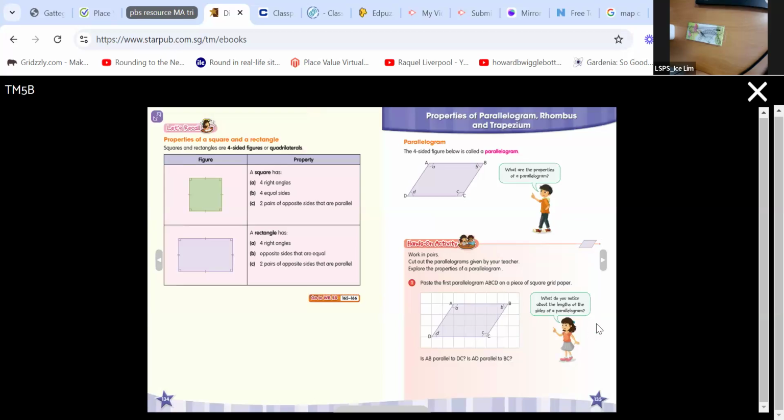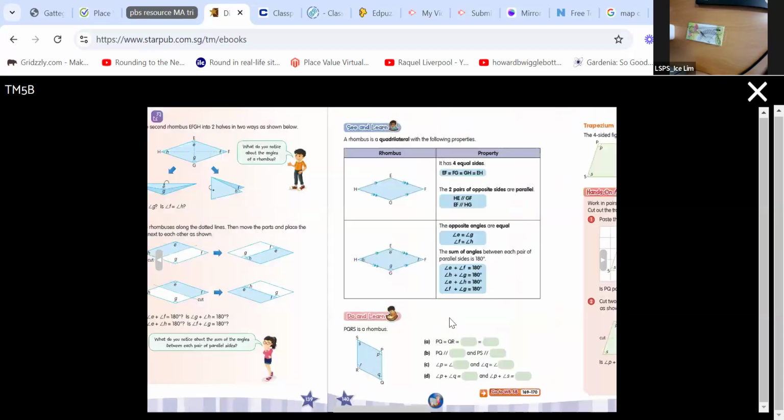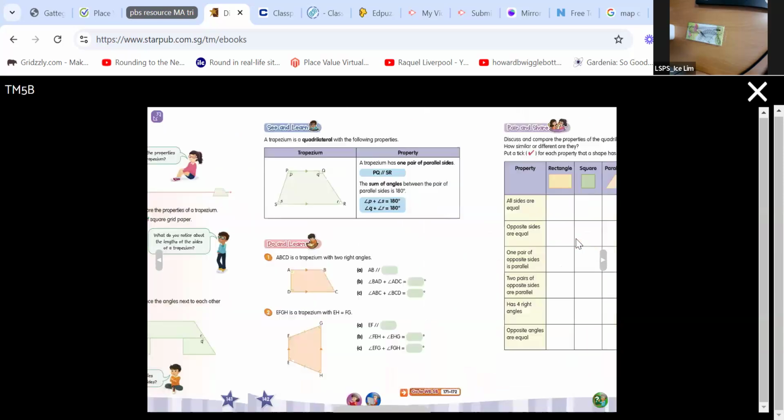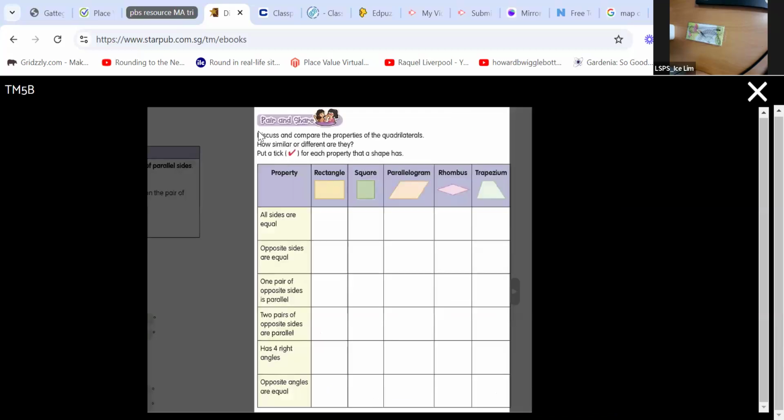Right. So if you have been Googling, you might be able to find things like this table here. Let me just close this. Check this out. Okay, you might be able to find a table that looks like this. They ask you to discuss and compare the properties of the quadrilaterals. How similar or different are they?